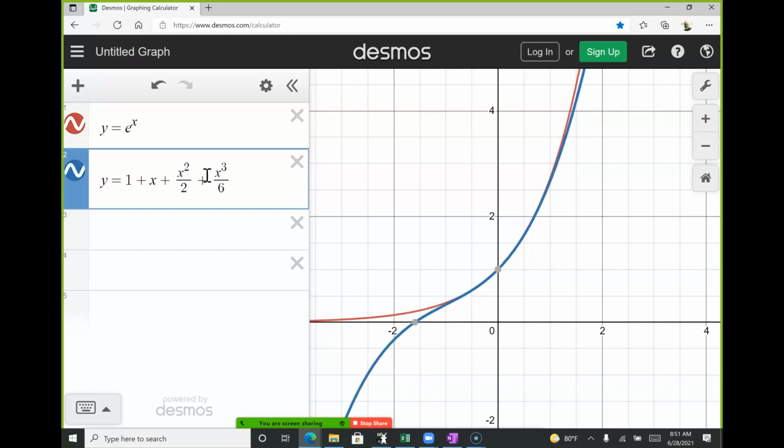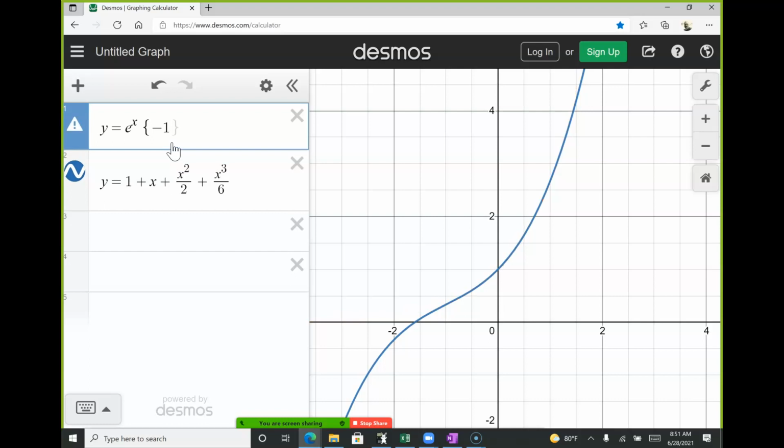x cubed over 6. And look how close this blue piece is covering that curve of the red function now. Now it looks like it's almost working from -1 to 1, right? Can you see the curve from -1 to 1? And I'll just cut off some of that, from -1 less than x less than 1. Look at how good that blue curve is representing that red piece of the e to the x. I mean, not perfect at -1, right? But from -0.75 to 0.75, it's identical.